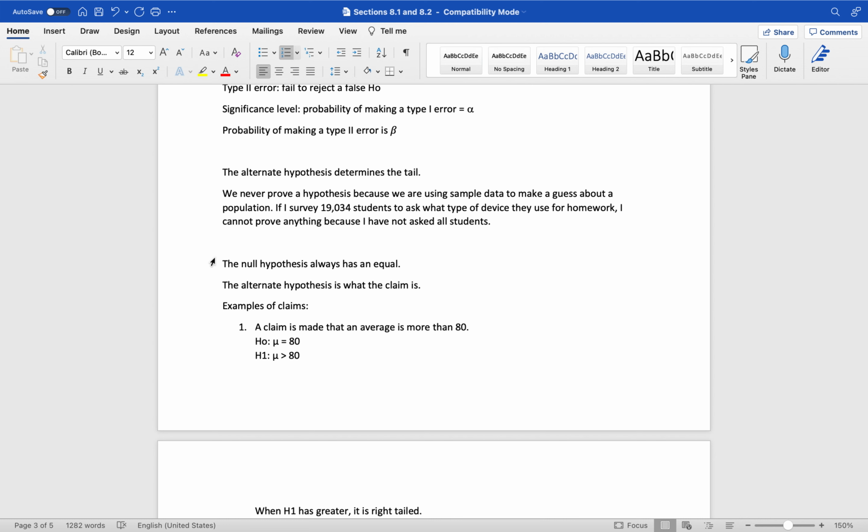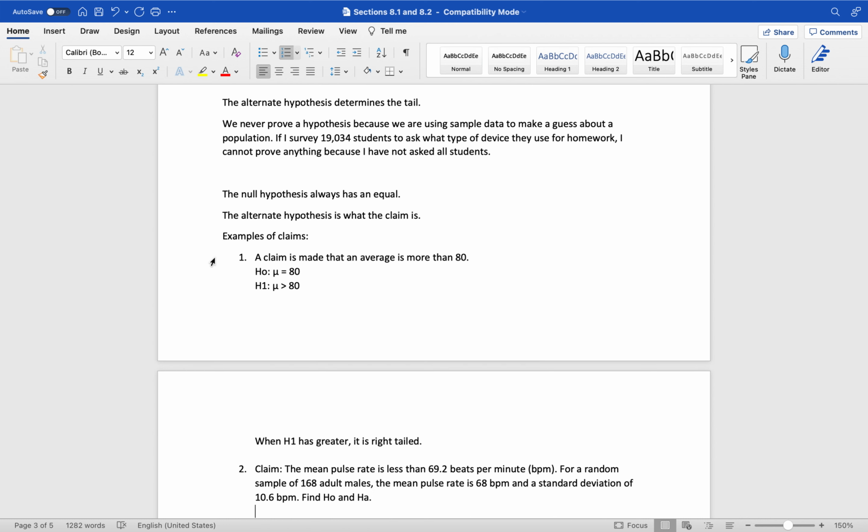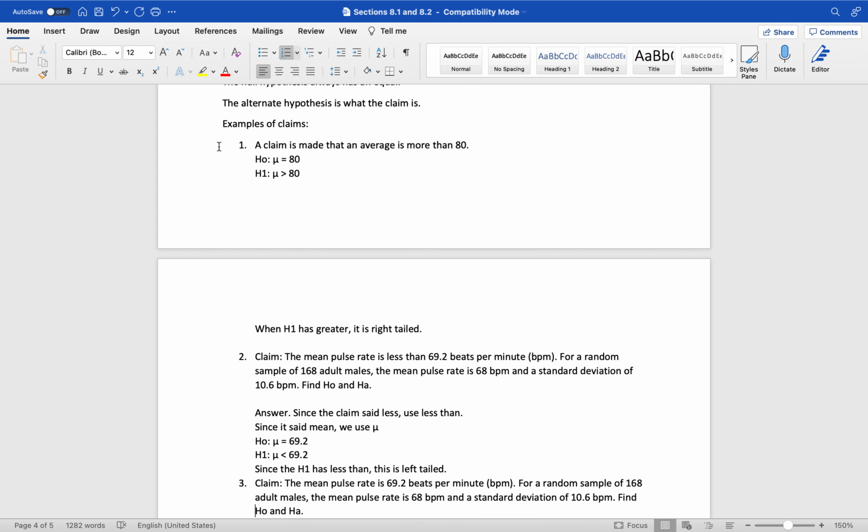Examples of claims. A claim is made that an average is more than 80. Since we have more, that goes in H1, the alternate. It's average, which means the mean, so we use mu. So mu is greater than 80 is H1. H0 always has equal. When H1 is greater than, it's called right-tailed.